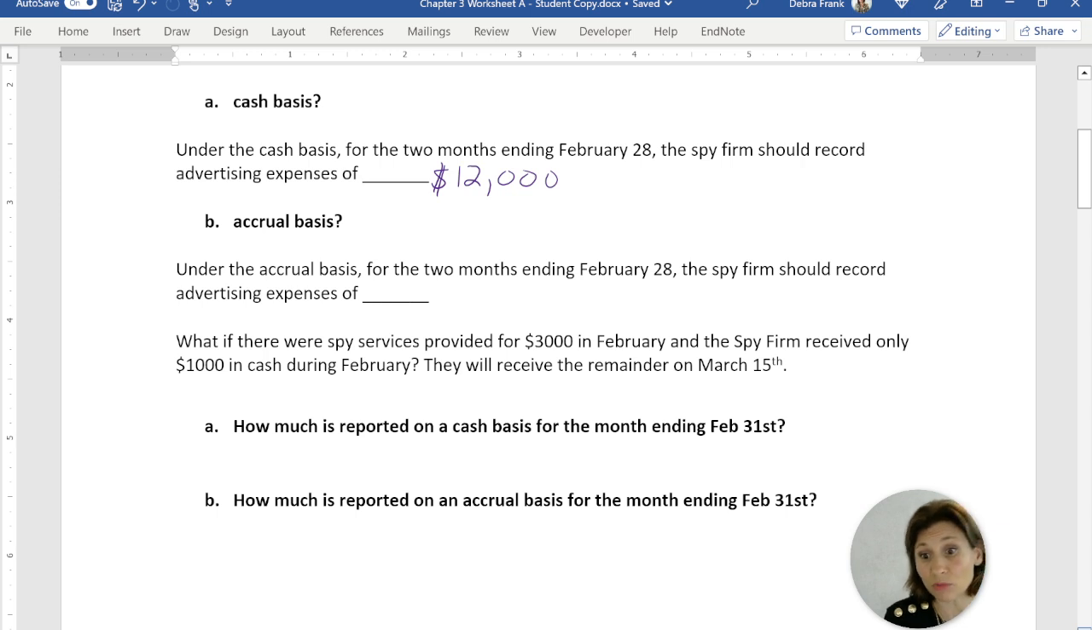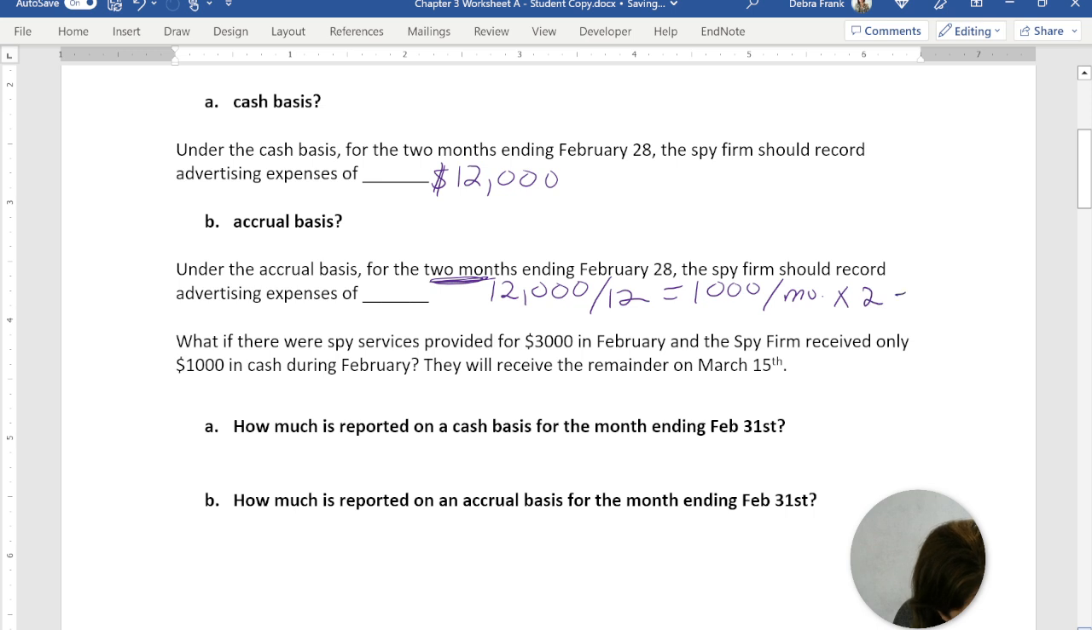Easy numbers I gave you, right? So it was the full 12,000 for 12 months. That's 1,000 per month, right? And we had 2 months we're doing. They were nice, they told us that as well to remind us. So times 2, we're looking at $2,000. We'll write that in there. All right, there you go. I'm back. So $2,000 for the 2 months.